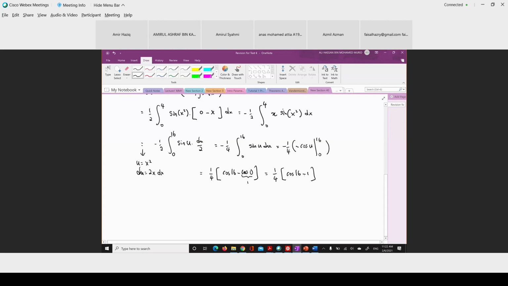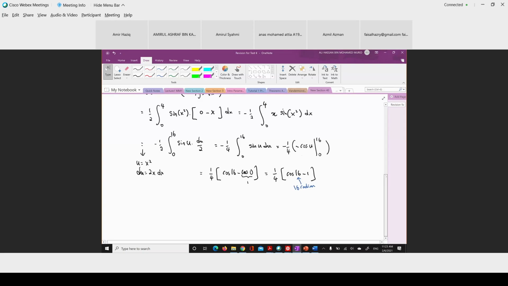If you want to use your calculator, you must use radian mode, not degrees. This is 16 radians, not 16 degrees. Okay? But you can leave your answer in this form. Yeah, sure.